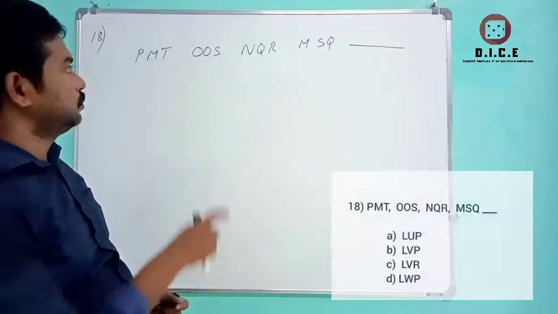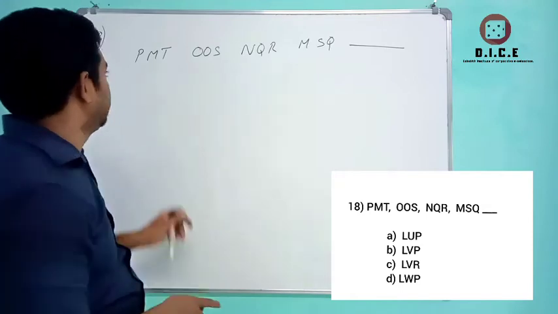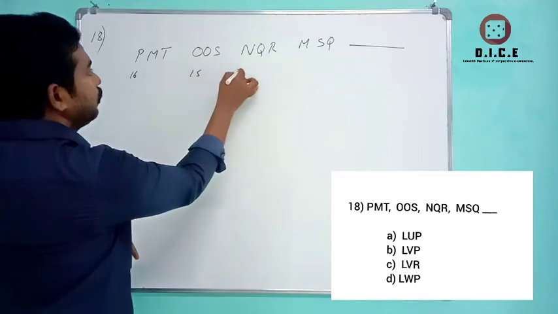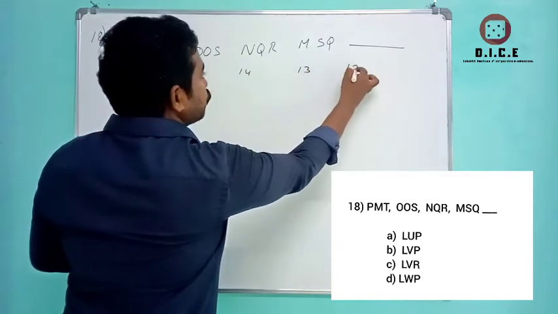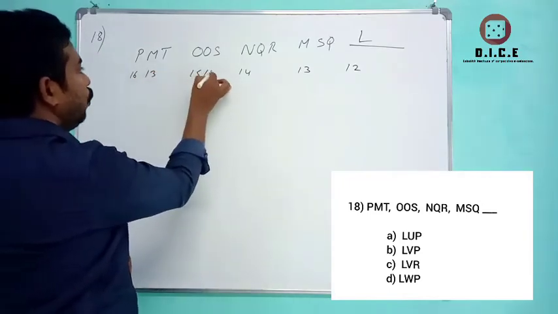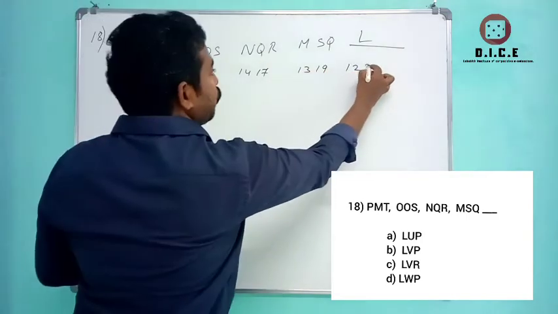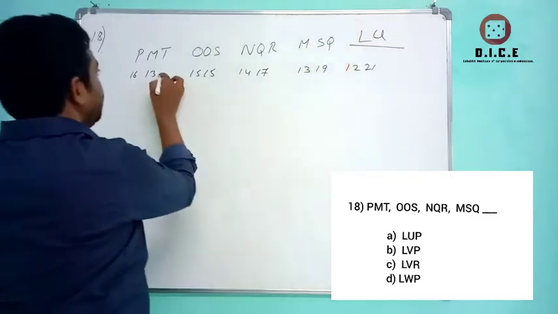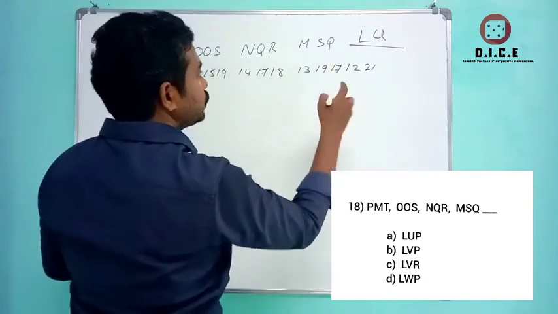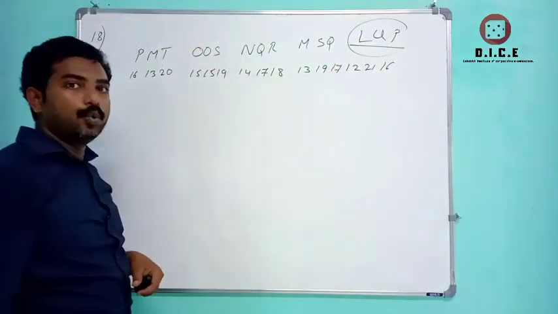Question number 18, try to figure out each individual pattern of the alphabets. That is P16, O15, N14, M13, next letter should be 12, 12 is nothing but L. Similarly for the second pattern, M13, O15, Q17, S19, addition of plus 2, that is 21, nothing but U. T20, S19, R18, Q17, decreasing by minus 1, 16. 16 is nothing but P. So your answer is LUP.